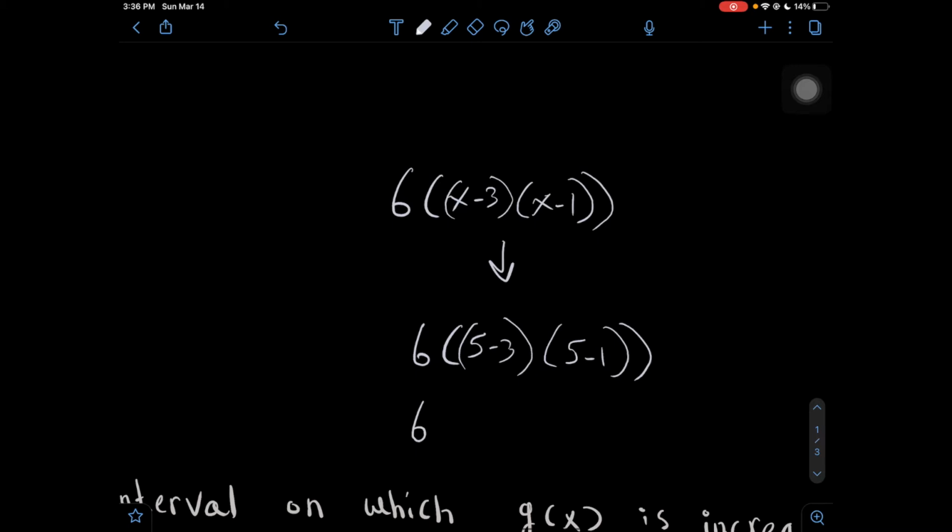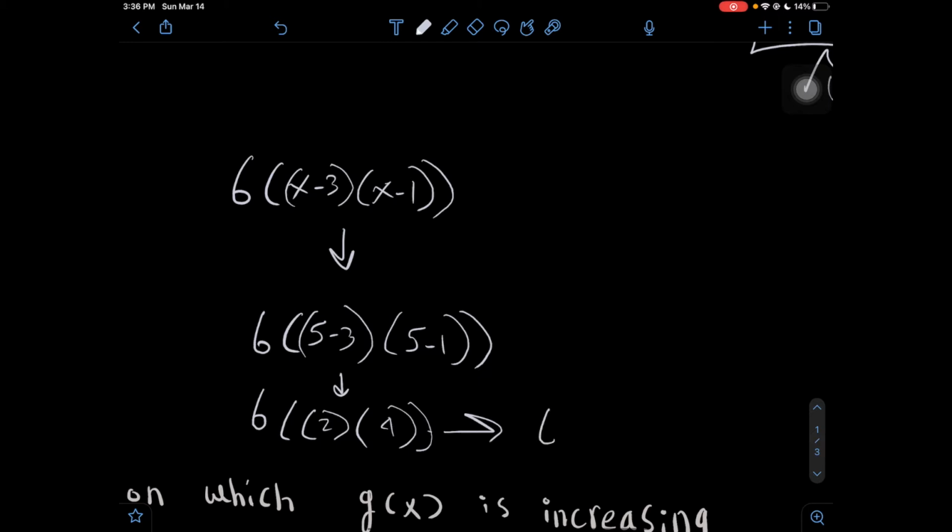Now I'm just going to simplify the parentheses. 6 times 5 minus 3 is 2, times 5 minus 1 is 4. Let's finish up parentheses because PEMDAS. So we have 6 times 2 times 4, which is 8. 6 times 8 is 48.